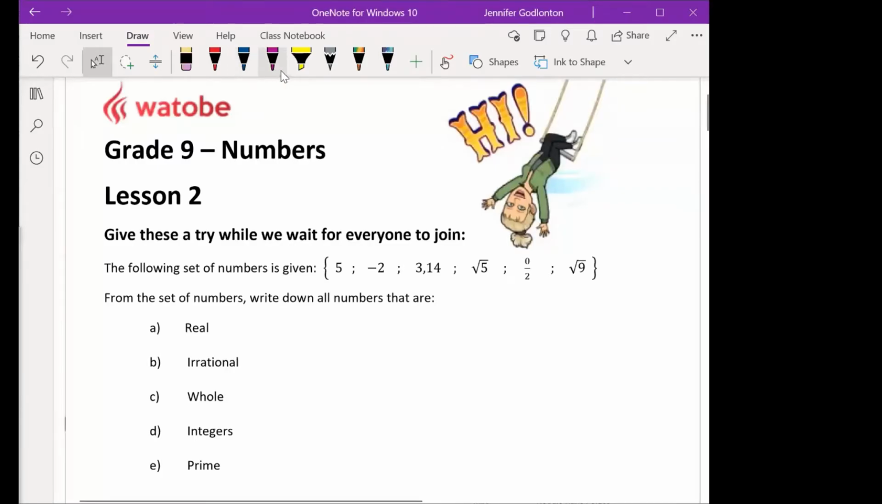The first one is 5. Okay, 5 is definitely a real number. Good. Another one. -2. Excellent. Next one. And the square root of 9. Okay, also, yeah. But there are some more.